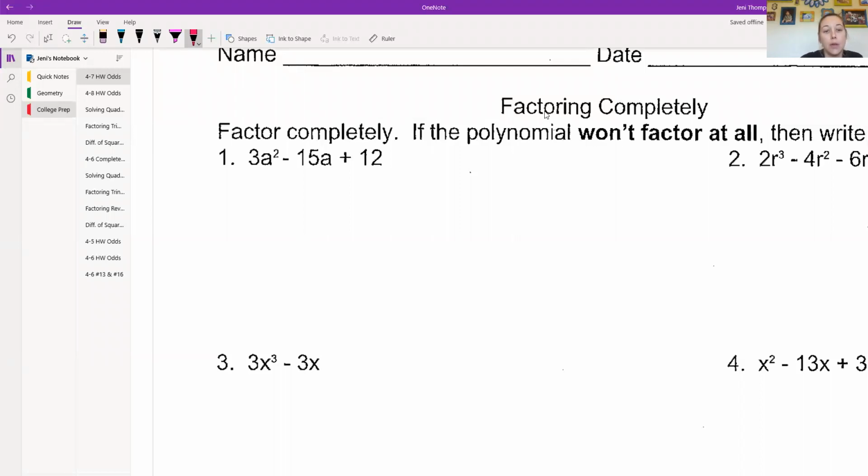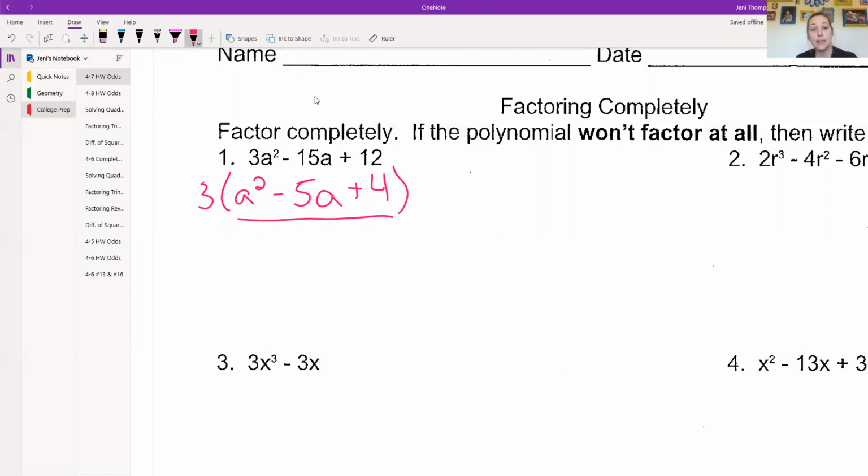Number one is 3a squared minus 15a plus 12. Well, each of these terms can all be divided by 3. So before I start my factoring, I'm going to go ahead and factor out the greatest common factor of all these terms, which is a 3. So when we take a 3 out of our first term, it leaves us with a squared. Take 3 out of our second term, it leaves us with 5a. And when we take a 3 out of our third term, it leaves us with 4.